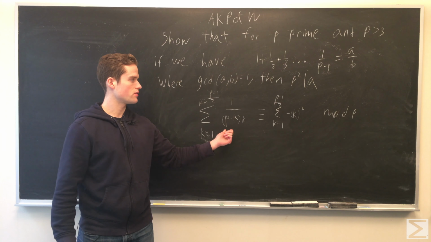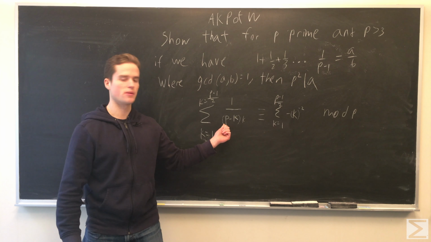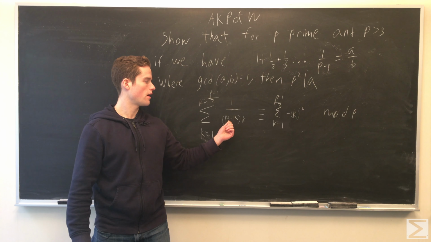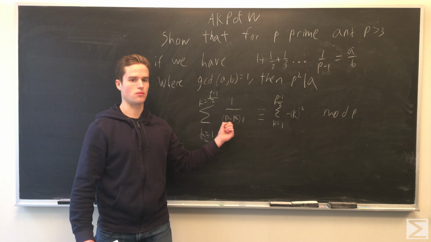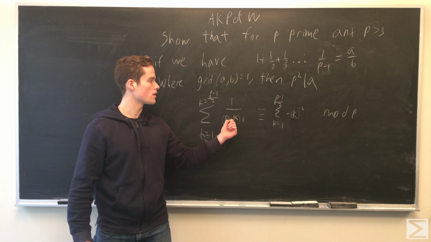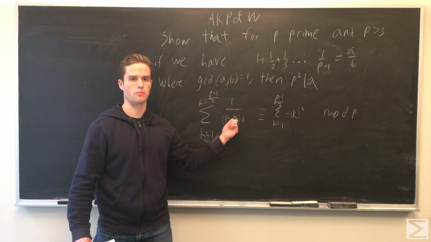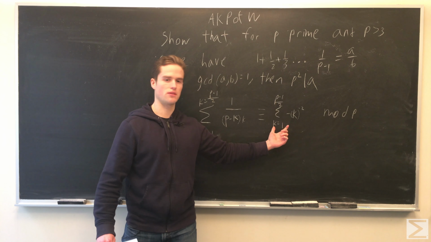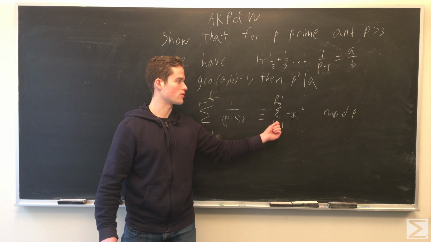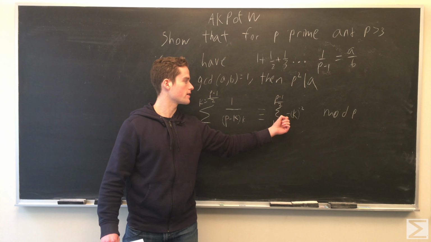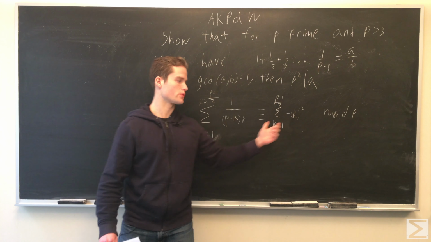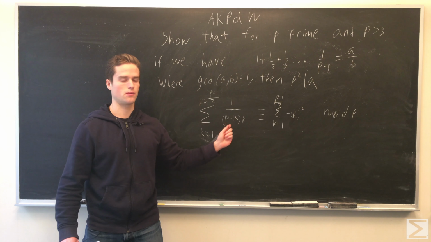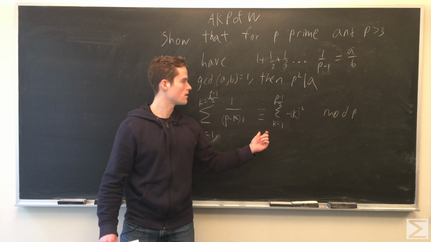And so this fraction, we can turn it into just p minus k is congruent to minus k. 1 over minus k is the inverse of minus k, which is just minus k inverse. 1 over k becomes k inverse. So this thing becomes a sum from k equals 1 to p minus 1 over 2 of (minus k) to the minus 2, which we can do because there's no divisor of p on the bottom. So we're not dividing by 0 anywhere.